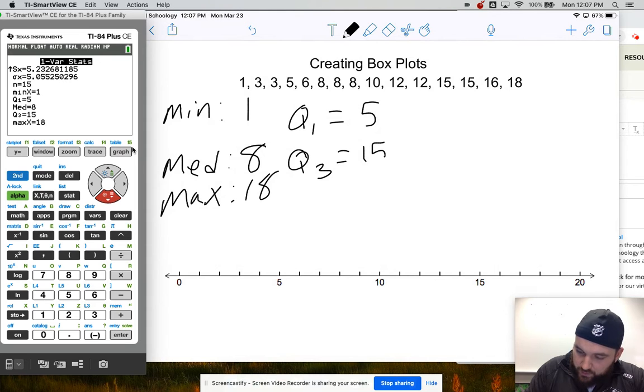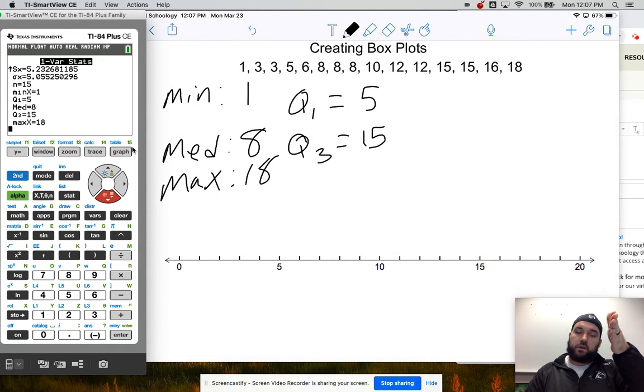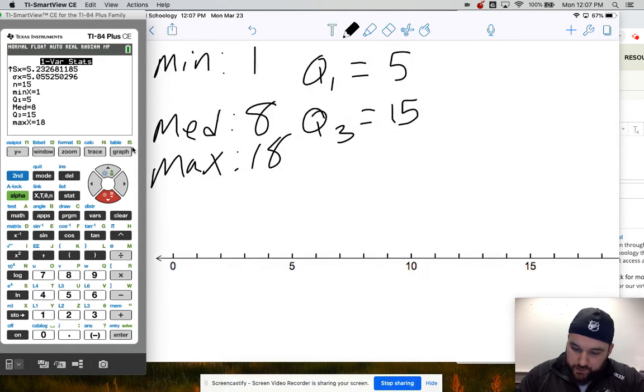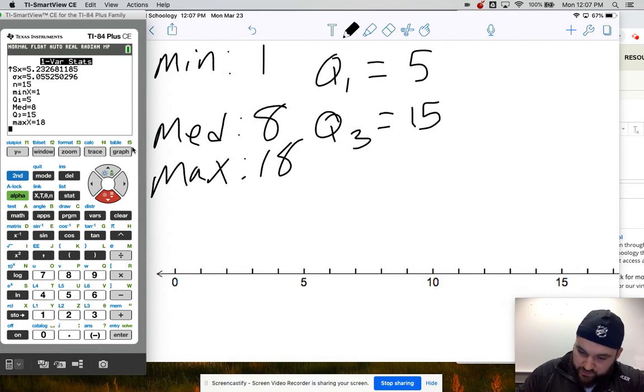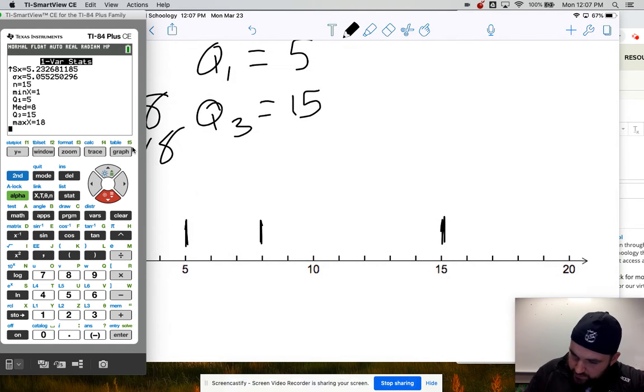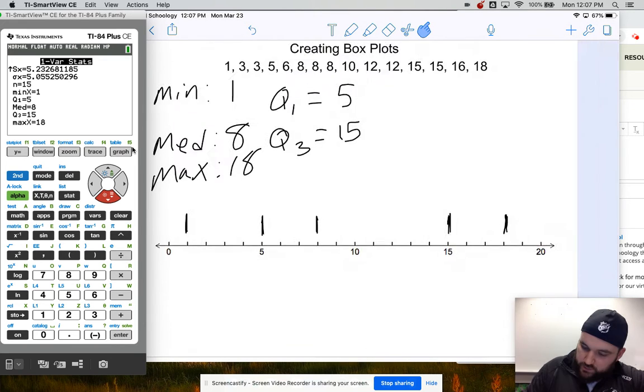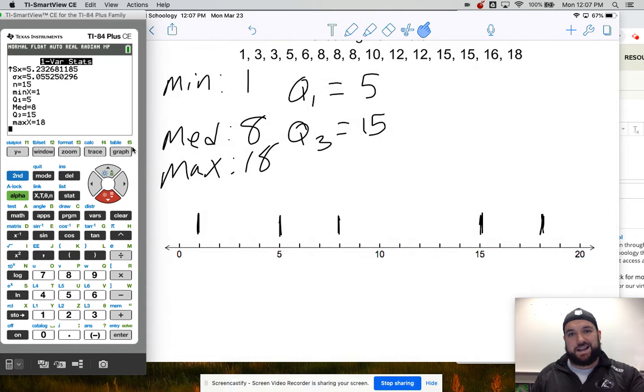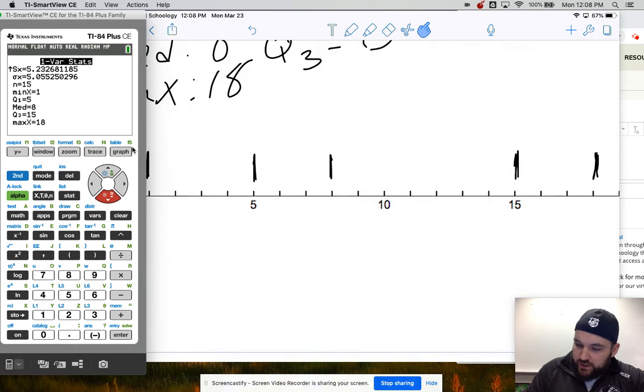So what I'm going to do is draw a little tick mark, or a vertical line, at each of these 5 numbers. So I have 1, 5 is the first quartile, 8 is my median, 15 is my Q3, and then 18 is the maximum. So 18 is right there. Okay. So I have 5 equally sized vertical little dashes.